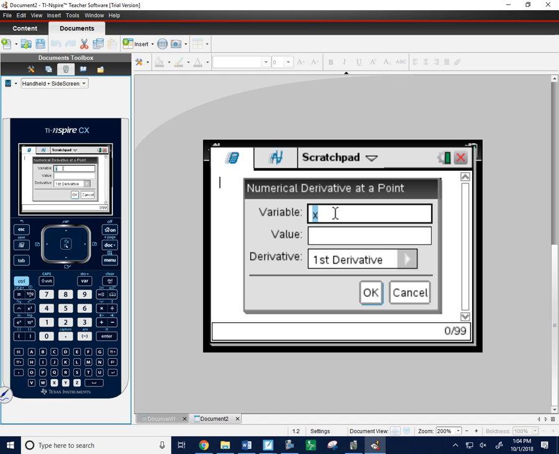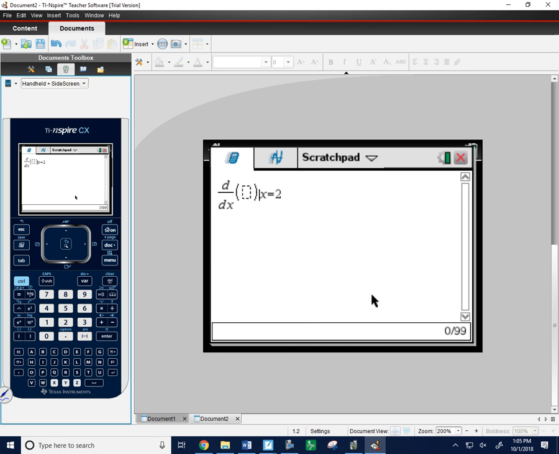This one's a little different on here. You do the variable, x. Then you hit the value, we did 2, at x equals 2. You hit OK, and then it gives you basically the setup as before. So I think the layout there is a little different, but it's still 4x squared. Did I have minus 3?